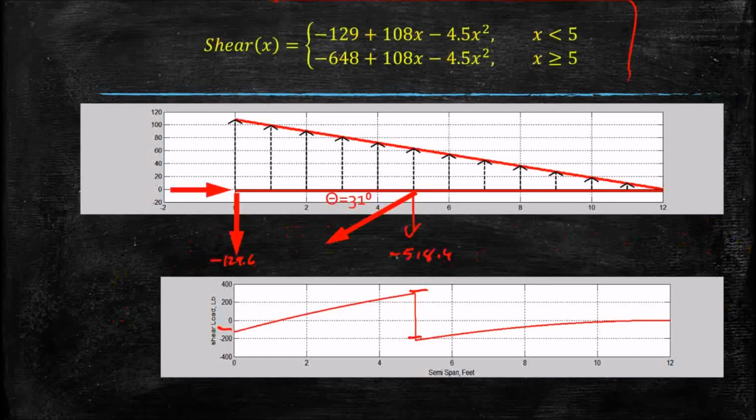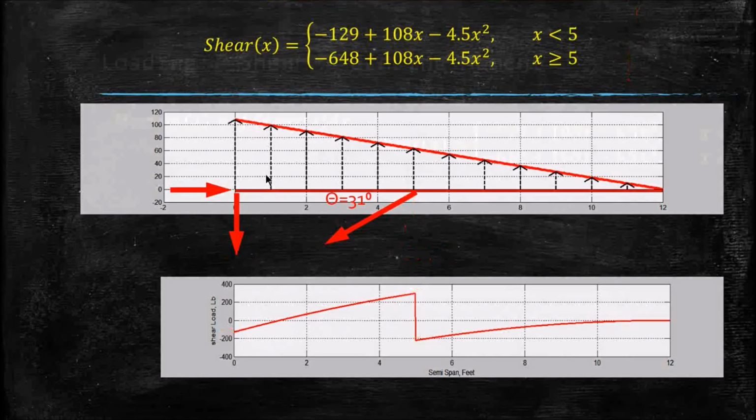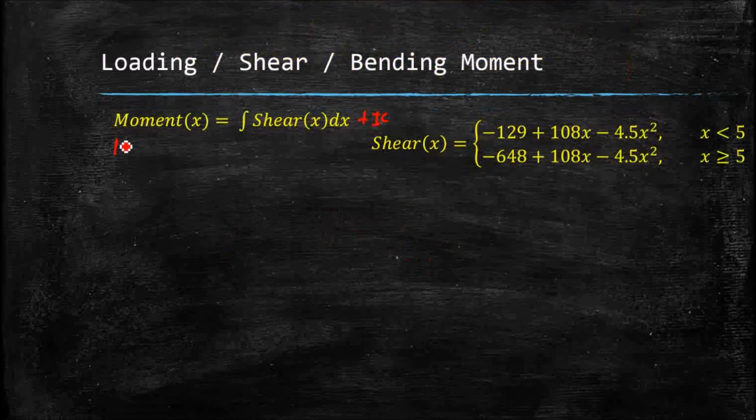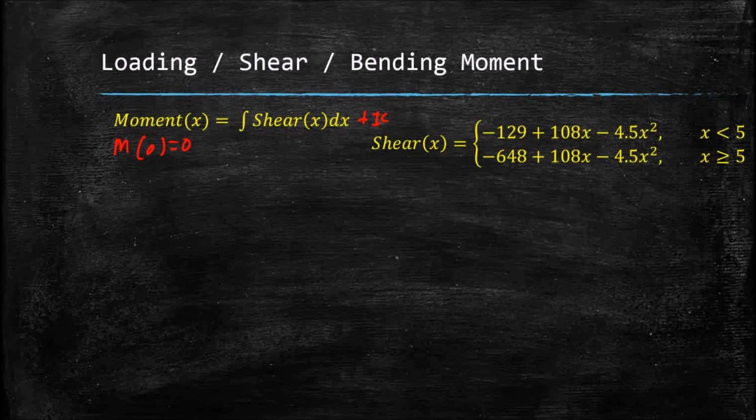Actually, one slide is enough. At this point here, there's no moment there. We said that was a pinned joint. So our moment at x equals 0 equals 0. So that's going to give us our initial condition of 0 at that point.